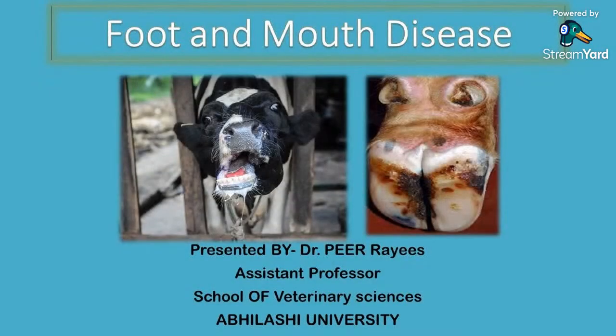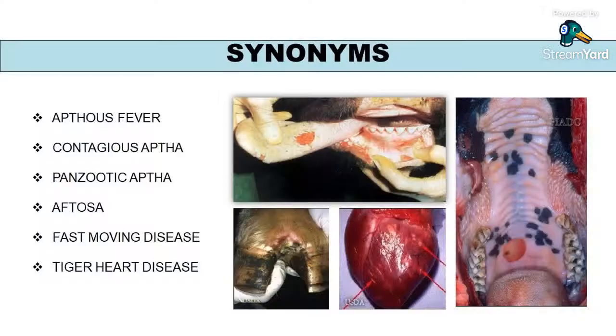So let's start. The topic of my presentation is foot and mouth disease. The synonyms of the disease are aphthous fever, contagious aphtha, benzotic aphtha, aphthosa, fast-moving disease, and tiger heart disease.